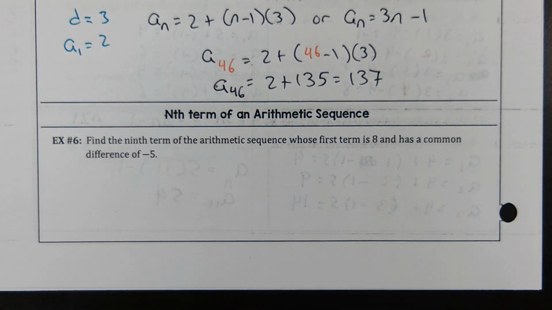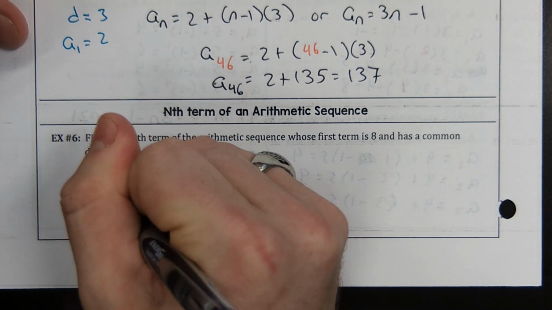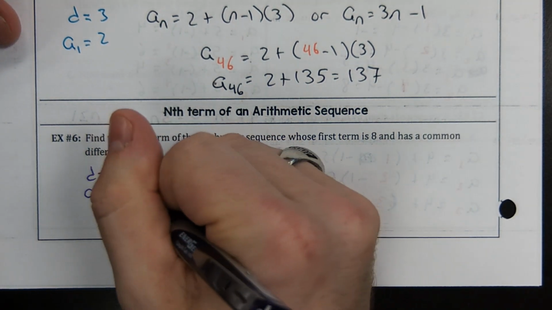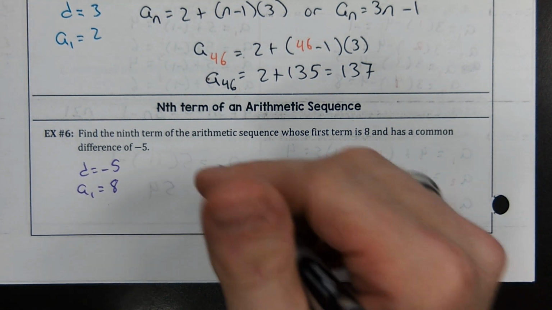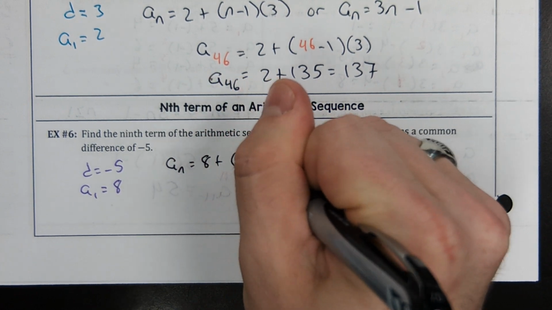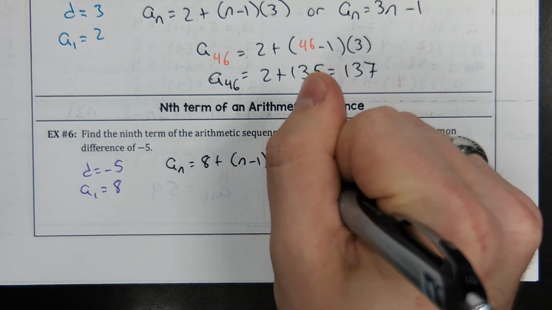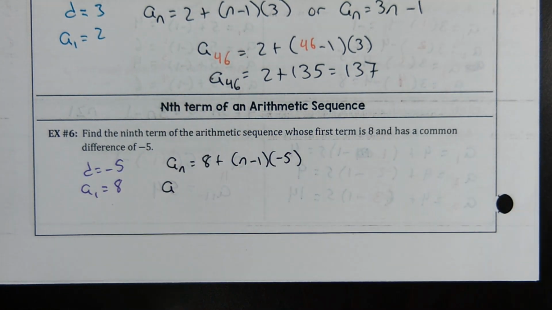Find the 9th term of the arithmetic sequence whose first term is 8 and has a common difference of -5. Okay. Difference is -5. First term is 8. I know a sub n is then 8 plus n minus 1 times d. So find the 9th term.